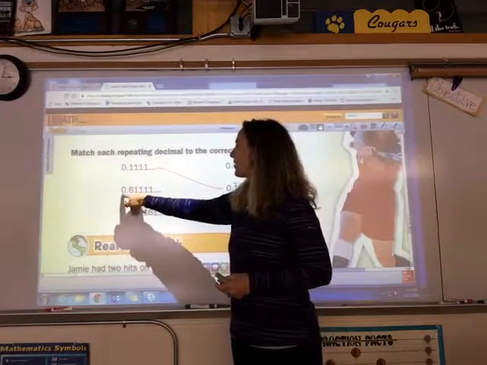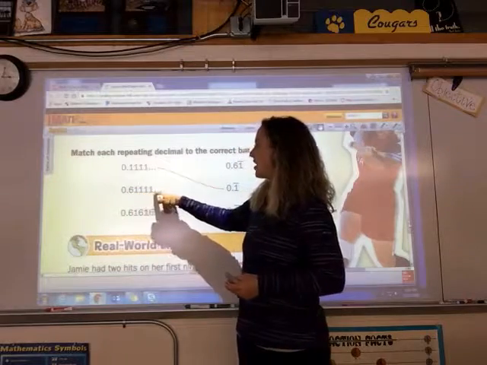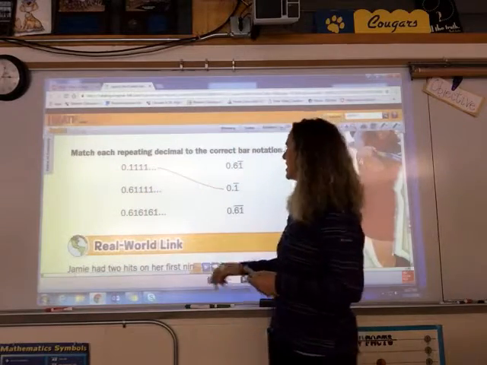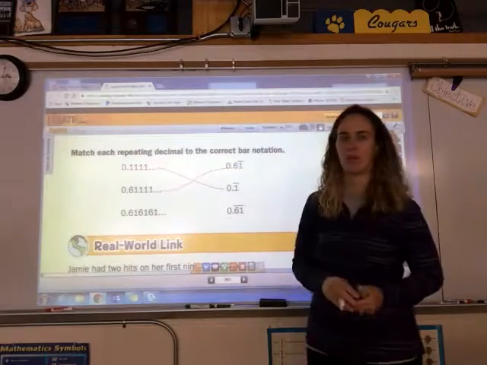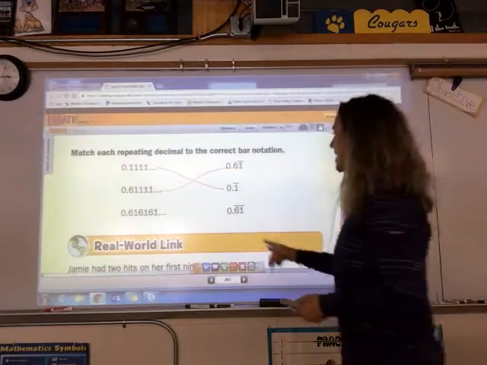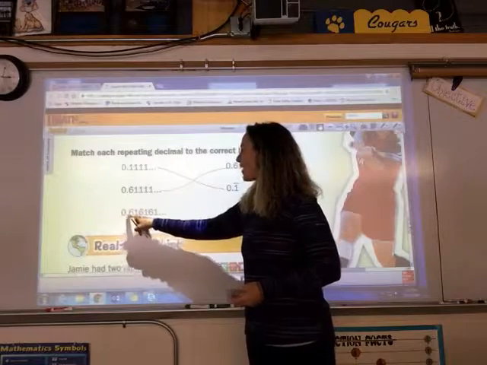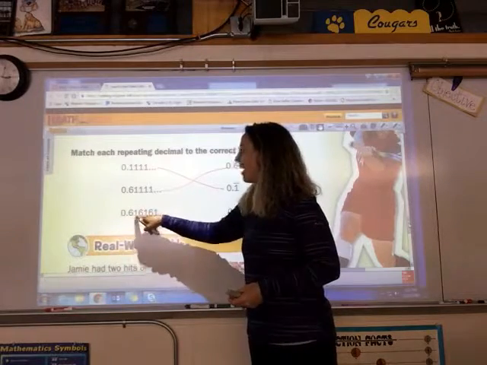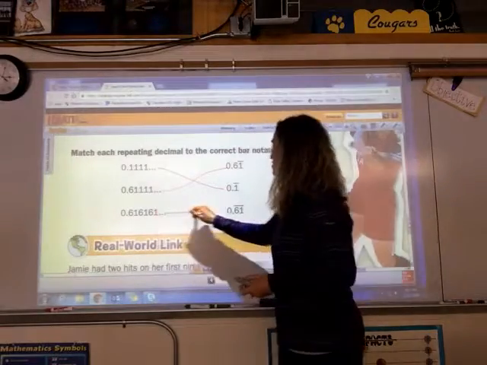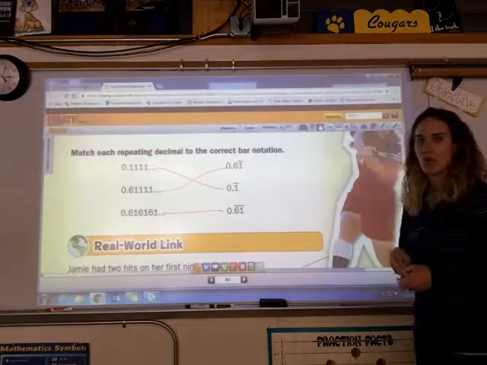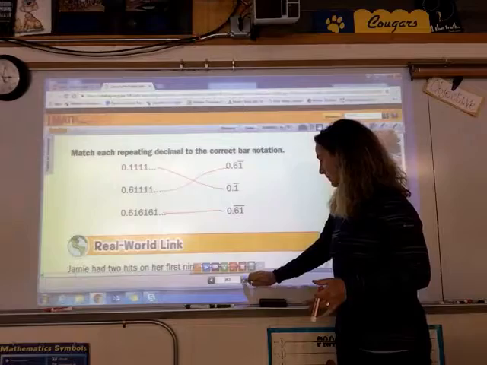Looking at the second one, I've got 0.611111... Again, the 1 is repeated, not the 6. And so when we use bar notation, we are just going to draw the bar over the 1, not the 6. And then looking at the bottom one, you've got 0.616161... Again, in this case, both digits, the 6 and the 1, are repeating. So when we use bar notation, we're putting it over both the 6 and the 1.